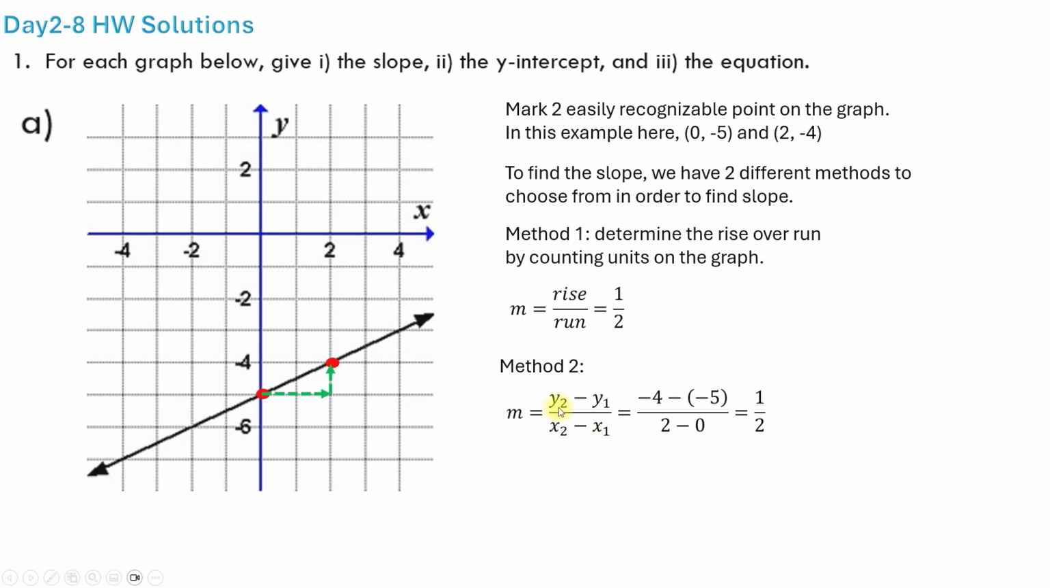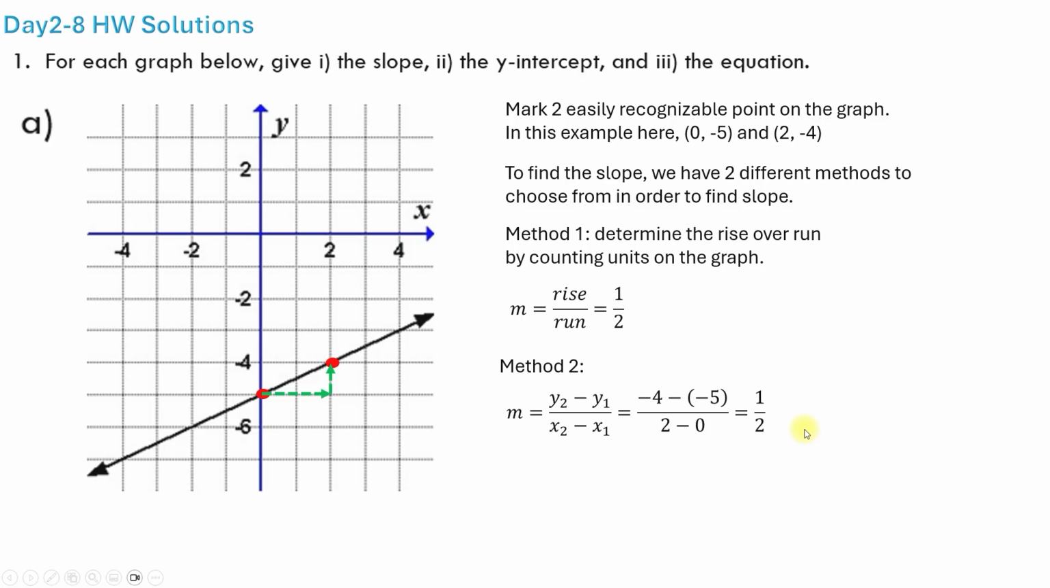So our value for y2 is -4. Value for y1 is -5, over 2 minus 0. Again, gives us a slope of 1/2. Two different methods, both giving us the right answer.